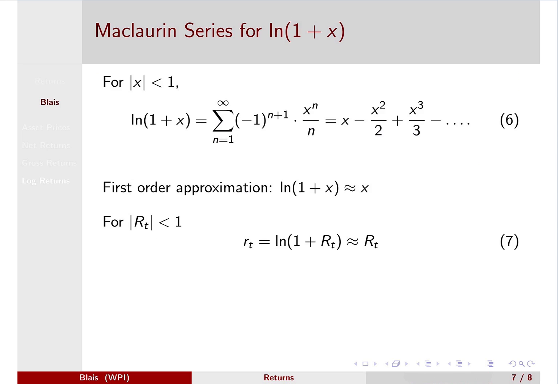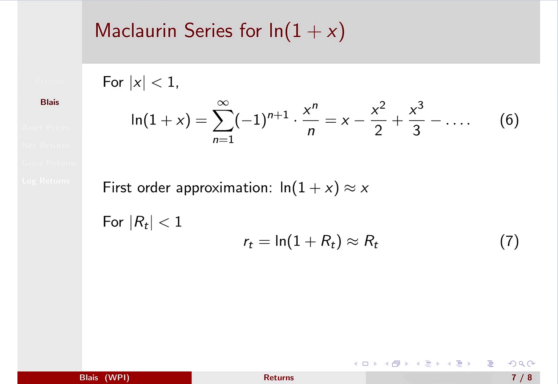Let's recall from calculus our Maclaurin series for the natural log of 1 plus x. We have the result from calculus that for absolute value of x less than 1, natural log of 1 plus x is equal to its Maclaurin series, which is this alternating series here: negative 1 to the n plus 1 times x to the n over n.